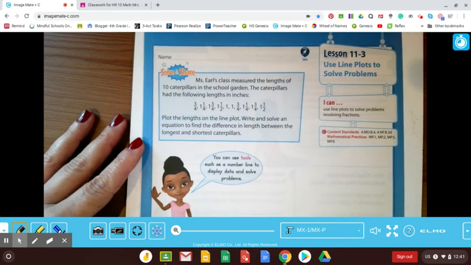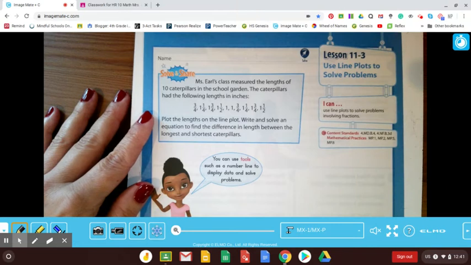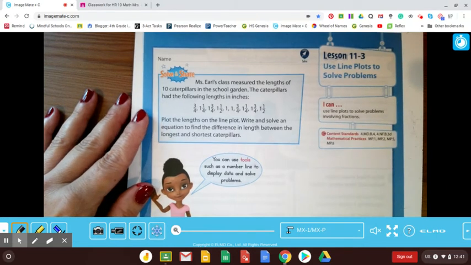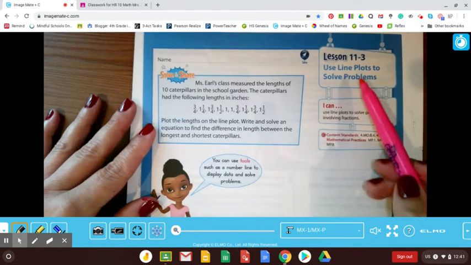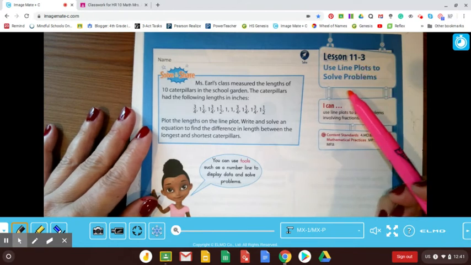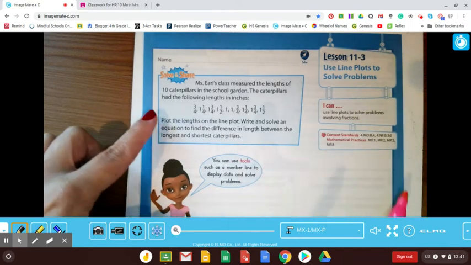Hi everyone, welcome back. Today is Tuesday, April 28th, and we are going to be doing pretty much the last lesson in our line plot topic. We are doing lesson 11.3, which involves using line plots to actually solve problems. So let's take a look at the solve and share.